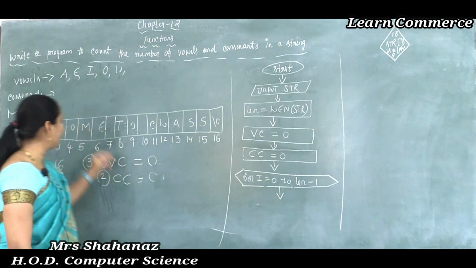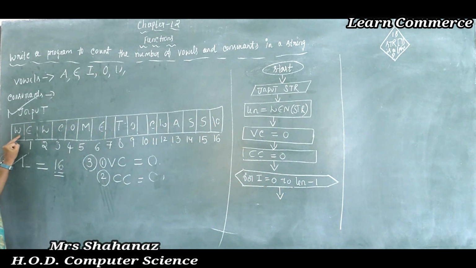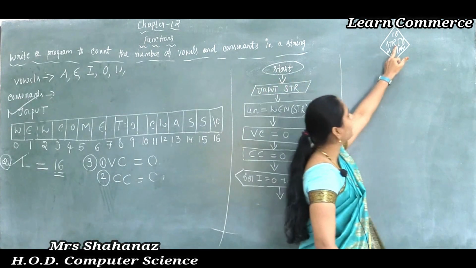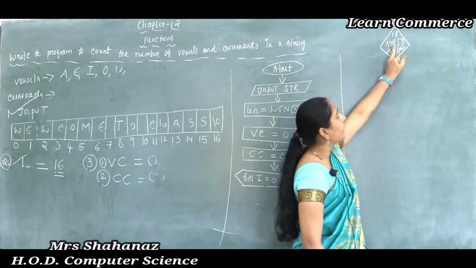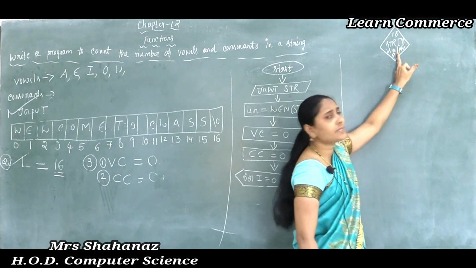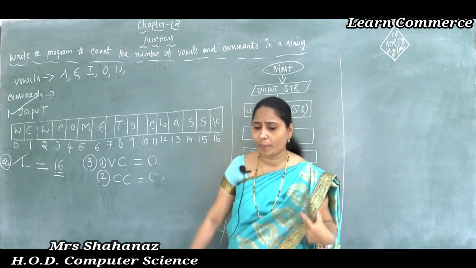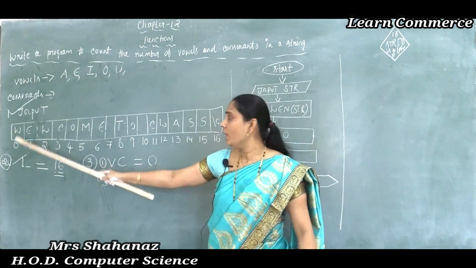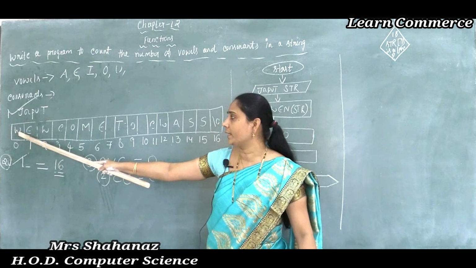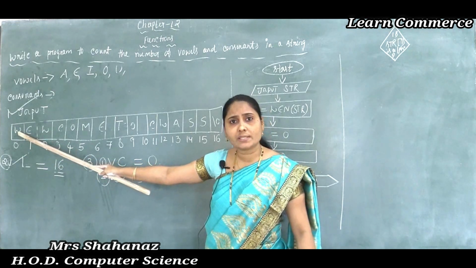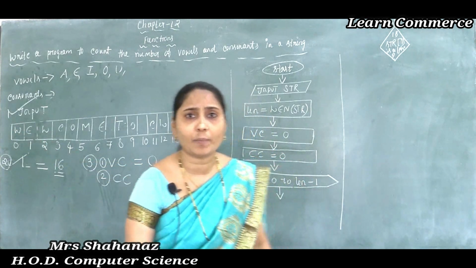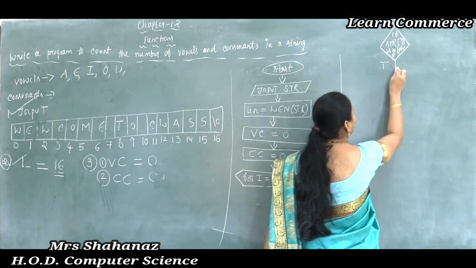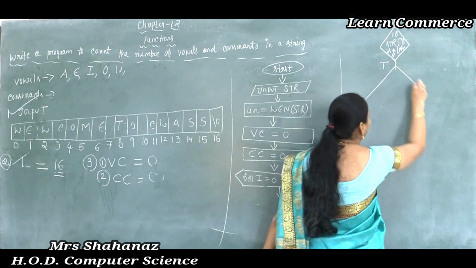First of all, it is going to access the characters one by one. That means it takes the 0 position value and checks the condition: whether str of 0 is an alphabet. In this case the letter at position 0 is W. Is W an alphabet? Yes, W is an alphabet. If the condition is true, then we check which type of alphabet.